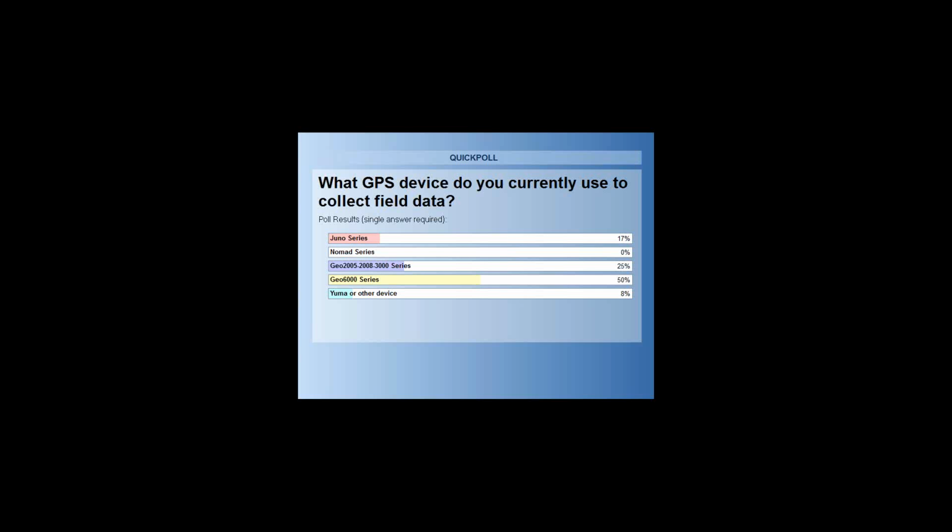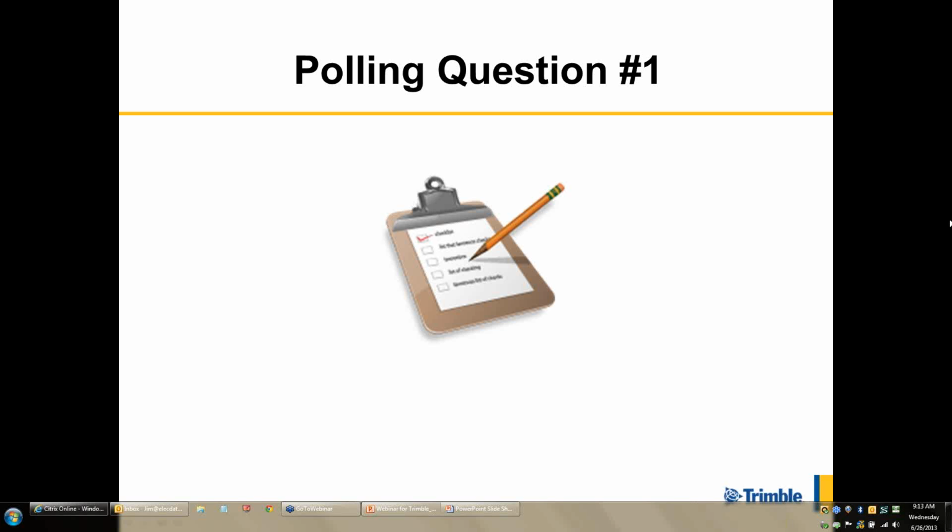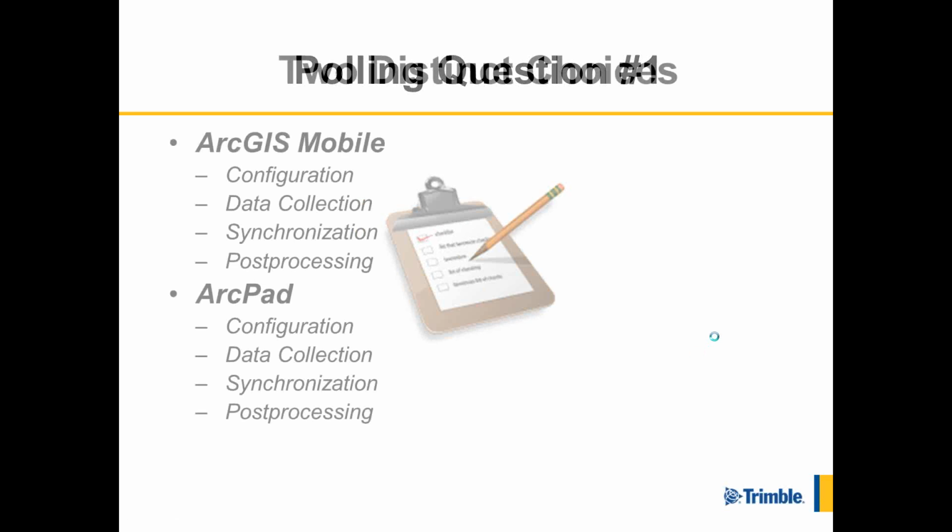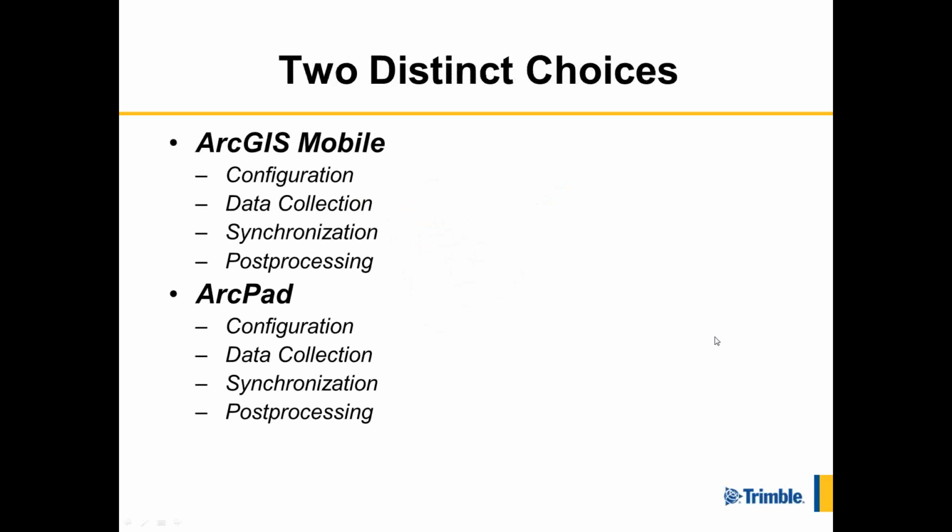For those of you using a Geo, the 2005 through the 3000 series, and the Geo 6000, it makes a lot of sense to use GPS Correct with ArcPad simply because that's how you get the most value and the best accuracy out of your unit. And it looks like a couple of you are using the Yuma or another device. So thanks for that. I appreciate that. Let me hide this and we'll go on to the next slide.